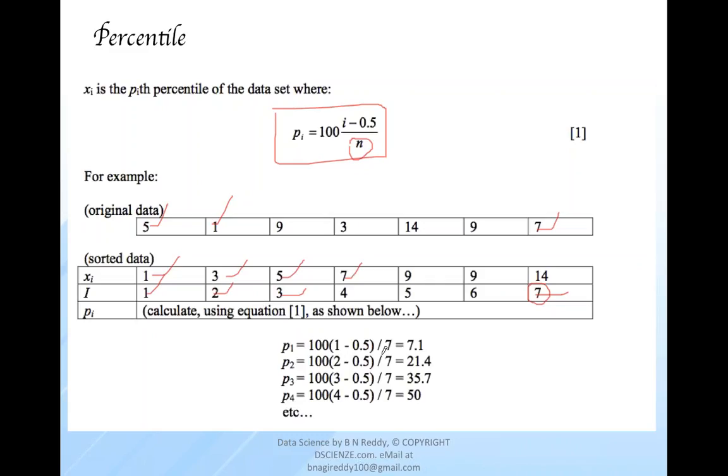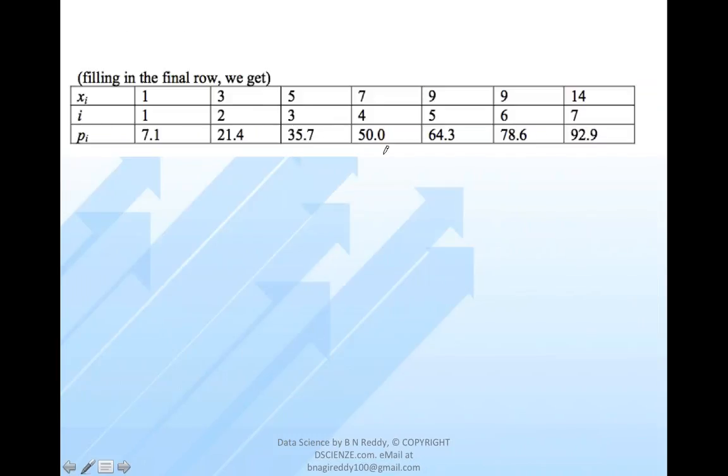For the first sequence, if I calculate 100 times (1 minus 0.5) divided by 7, we got the 7.1 percentile. For the second value, 2 minus 0.5 over 7, we got the 21 percentile. And the third value, 100 times (3 minus 0.5) divided by 7, gives 35.7 percentile. And the fourth value is 7. 100 times (4 minus 0.5) divided by 7, we got the 50th percentile. The 50th percentile means that 50% of the values in the given data set are less than or equal to 7.